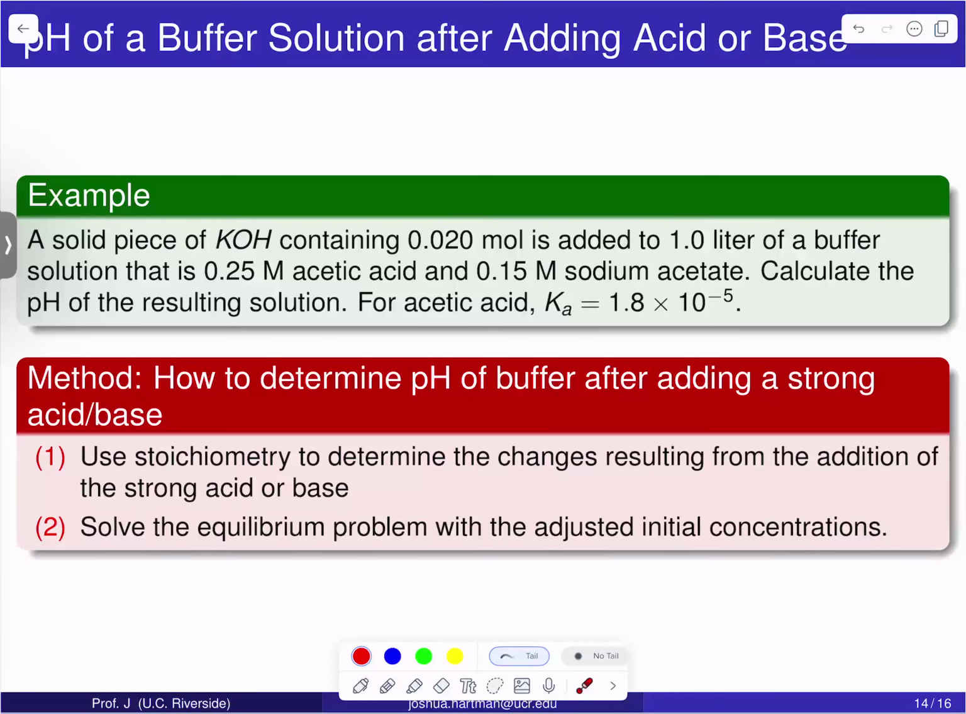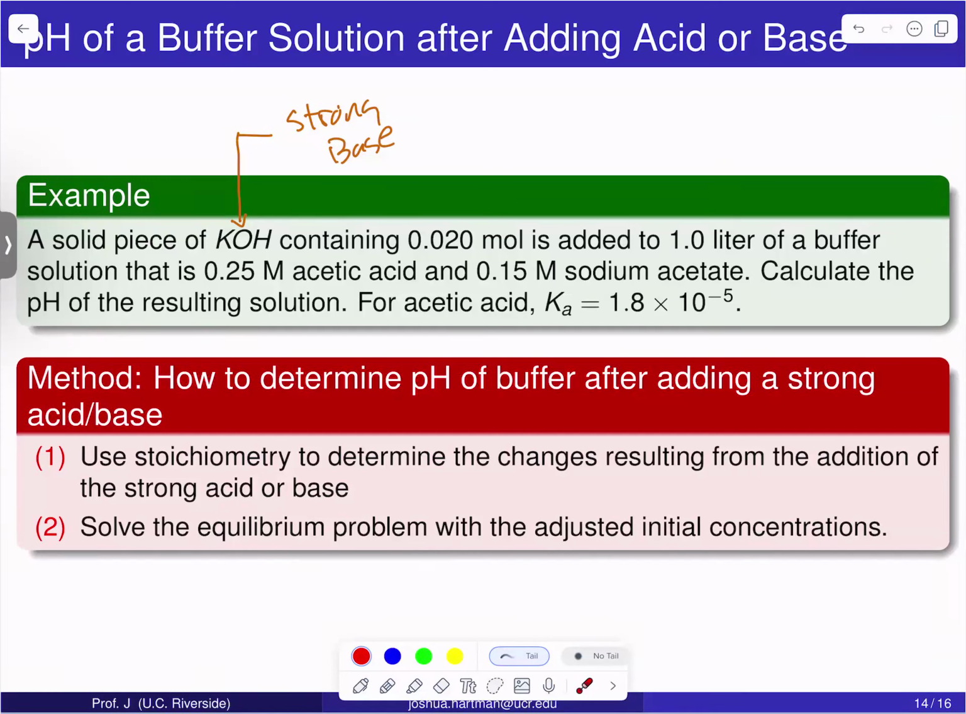So first up, let's consider an example where we have a solid piece of KOH. And remember, KOH here is a strong base. So we have a strong base, so many moles, added to a 1 liter buffer solution that has this 0.25 molar acetic acid and 0.15 molar sodium acetate. Once again, it's our same acetic acid solution. We have that same Ka value, and we want to figure out the pH of the resulting solution.